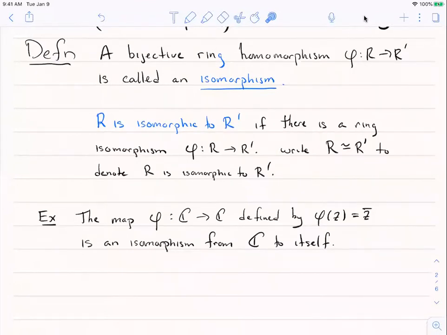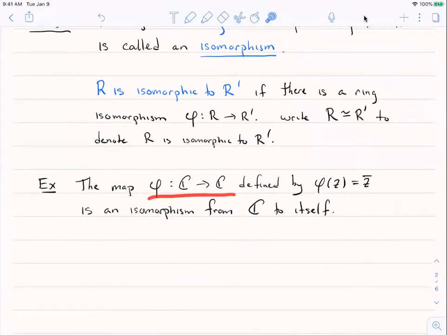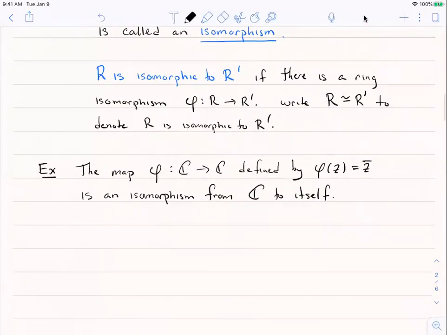Here's a little quick example. We haven't had many examples of ring homomorphisms. They're a little bit harder to come by, frankly, than group homomorphisms are. But let's take a look at this example. I claim that the map from C to C, given by Z goes to Z bar, you remember, maybe I should recall for you that if Z is equal to A plus BI, its complex conjugate Z bar is A minus BI. All right, so I'm claiming that this is an isomorphism from C to itself.